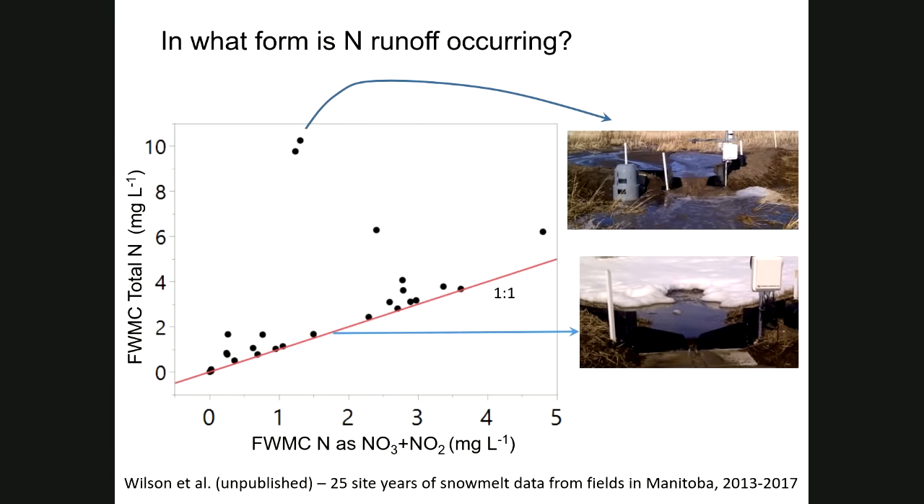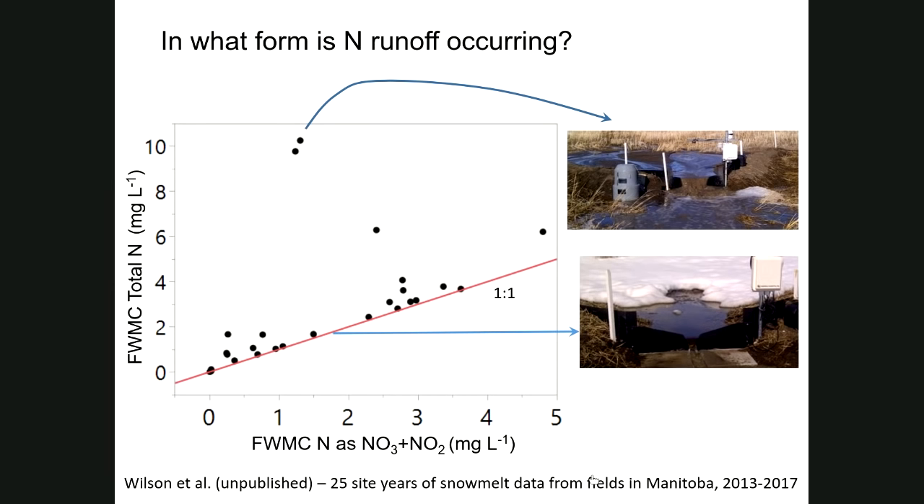So thinking about the same data set, we're still completing some of our analysis for the different nitrogen species and the particulate forms. But with the subset of the data we have so far, I'll use that to illustrate that typically most of the nitrogen we see leaving with surface runoff from cropland is in the form of nitrate.